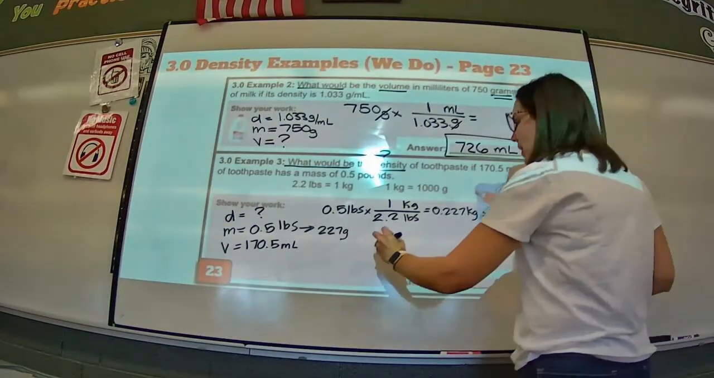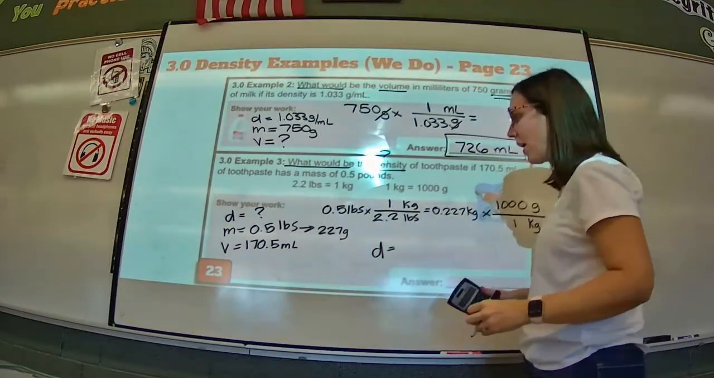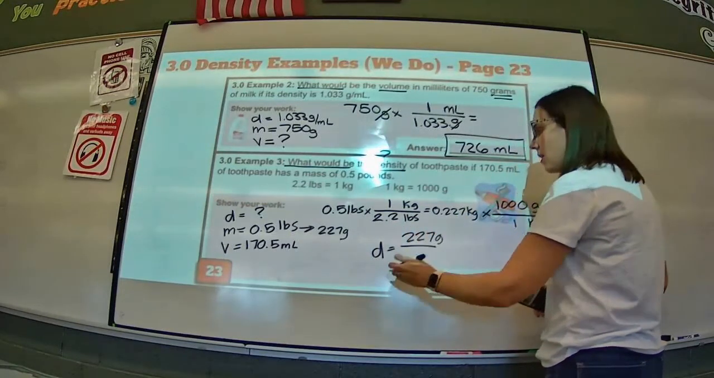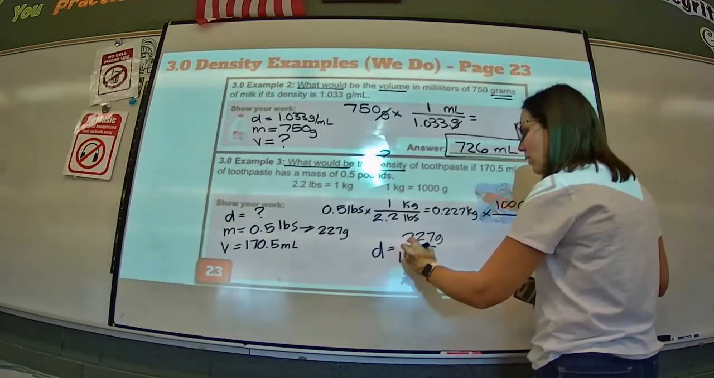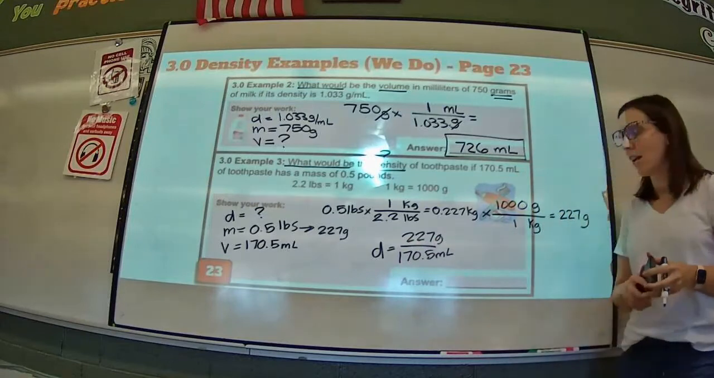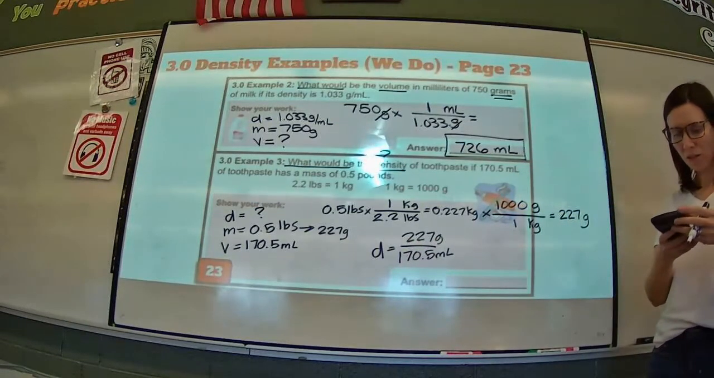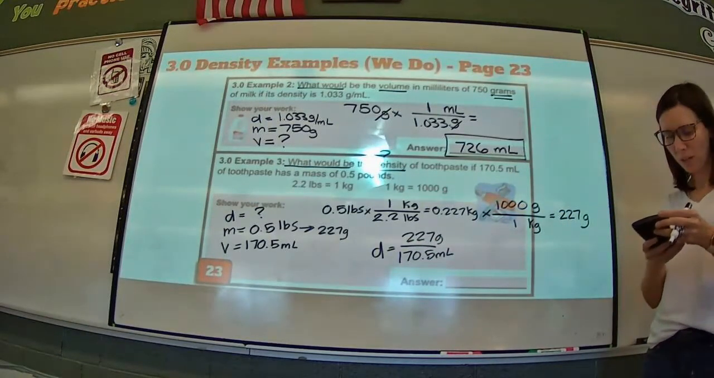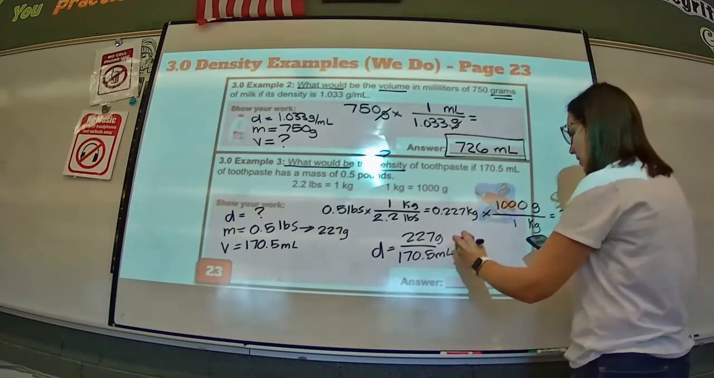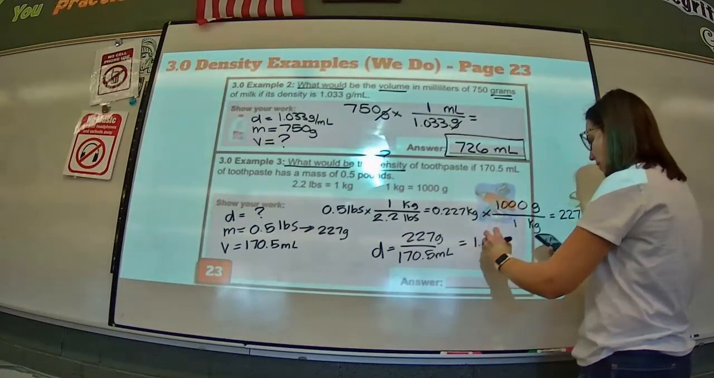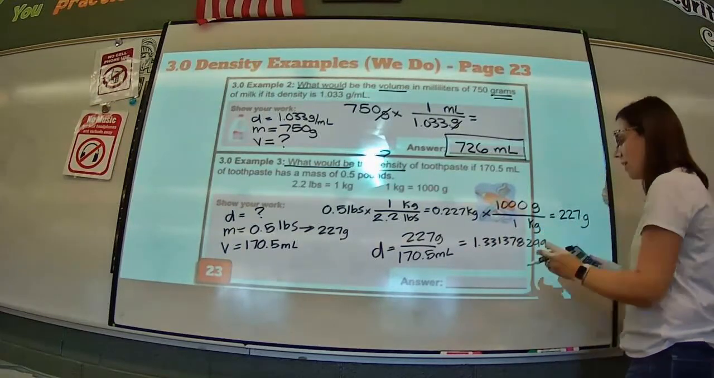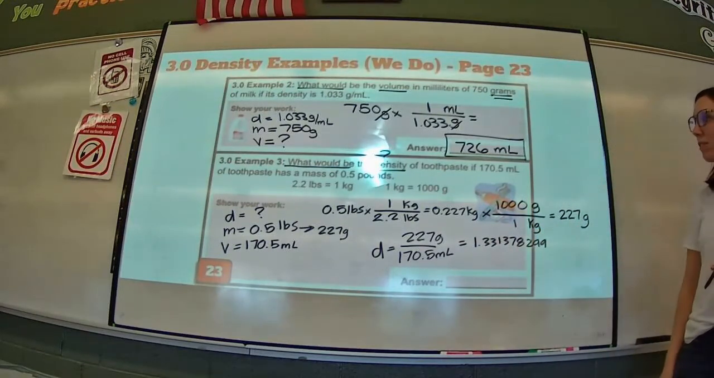So density is equal to my mass. So my mass is 227 grams divided by my milliliters, which is 170.5 milliliters. And when I put that into my calculator, so 227 divided by 170.5, I get a big long answer, 1.331378299.